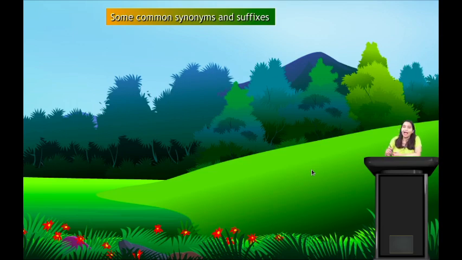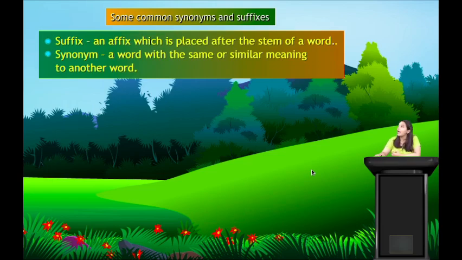Some common synonyms and suffixes. A suffix is an affix which is placed after the stem of the word. A prefix means a word part that we affix before the stem of the word. Just keep in mind what a suffix is and what a prefix is. One thing more: a prefix forms antonyms, that is, opposites, and a suffix forms synonyms, that is, the same meaning. Clear?